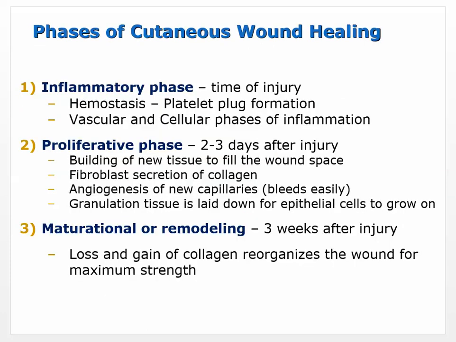So as it's healing, okay, so first of all, we have the inflammatory phase. So we have some phases here. This is broken down into 3 phases. So inflammatory phase, the time of injury, that's hemostasis, and we'll talk about that, but that's essentially clotting. Okay, hemostasis is another word for clotting, or what we recognize as clotting. Vascular and cellular phases of inflammation. So we've already talked about inflammation. So that's the first part. Get the white blood cells in there, kind of try to clear out the invaders.